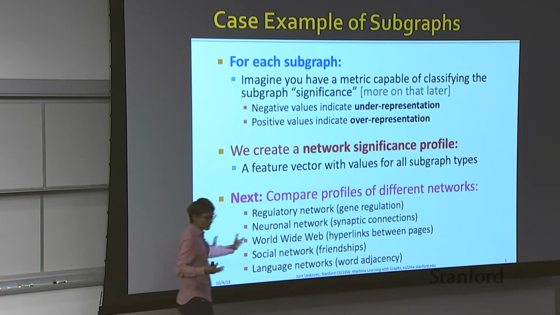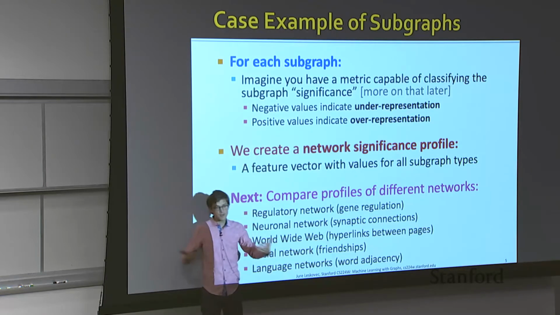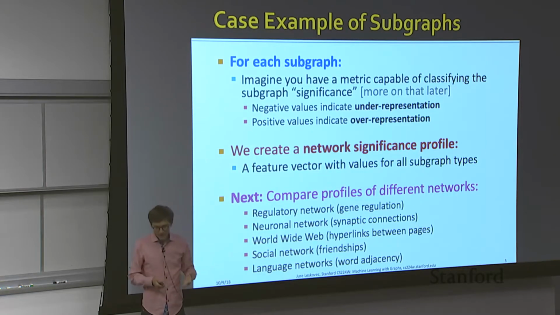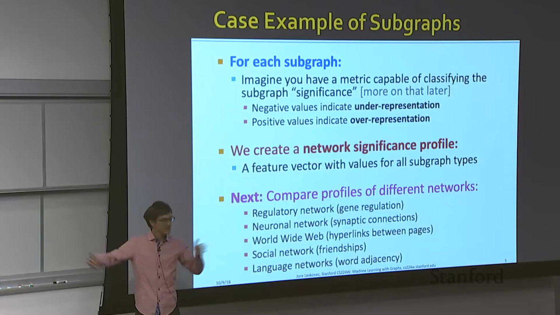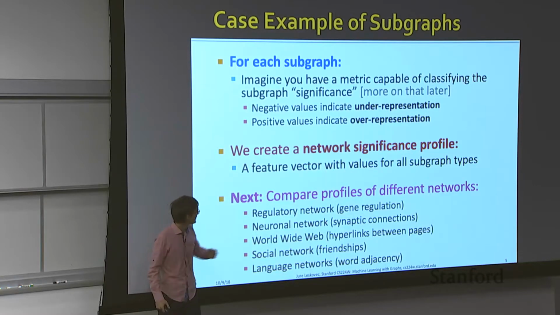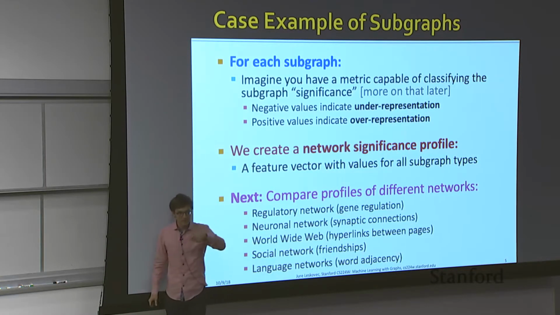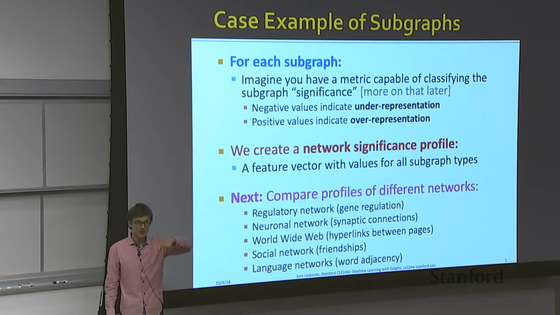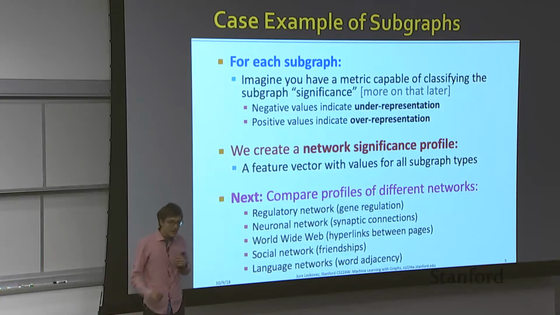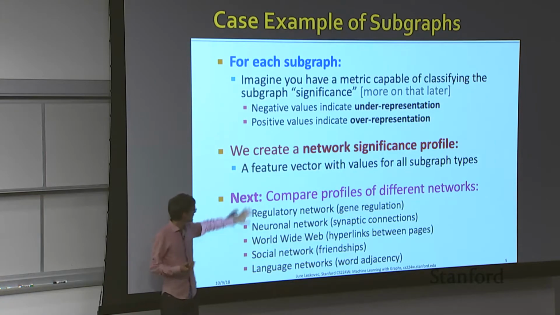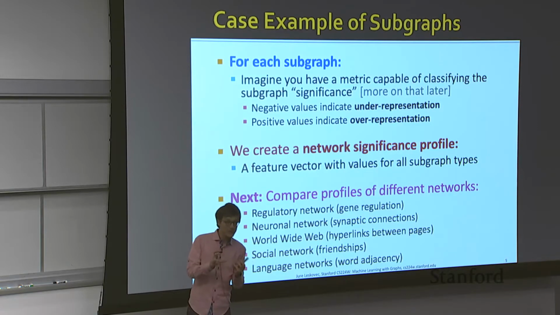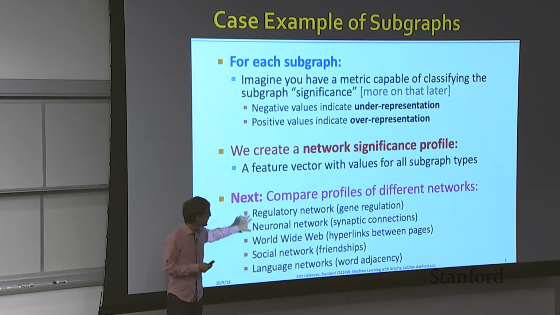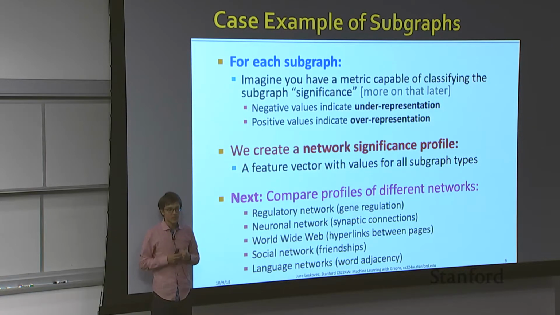And then for a given network, we can create a significance profile where for each of the possible subgraphs, the 13 subgraphs on the previous slide, we have a number that tells us whether that particular substructure is overrepresented or underrepresented. And what I will show you next is that just by looking at these significance profiles of different networks, we can distinguish networks coming from different domains.